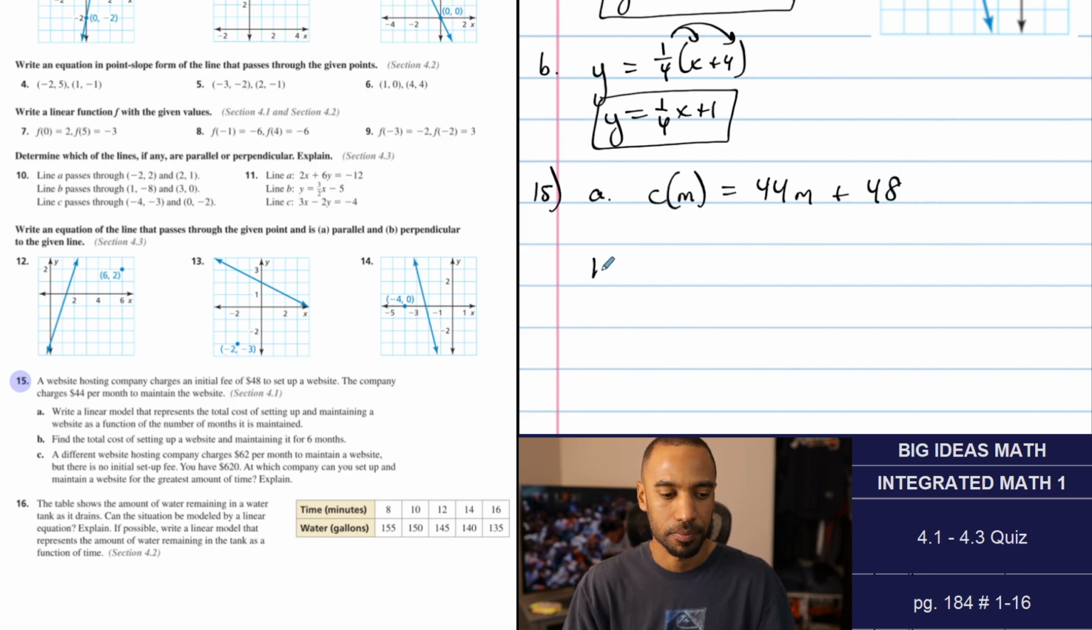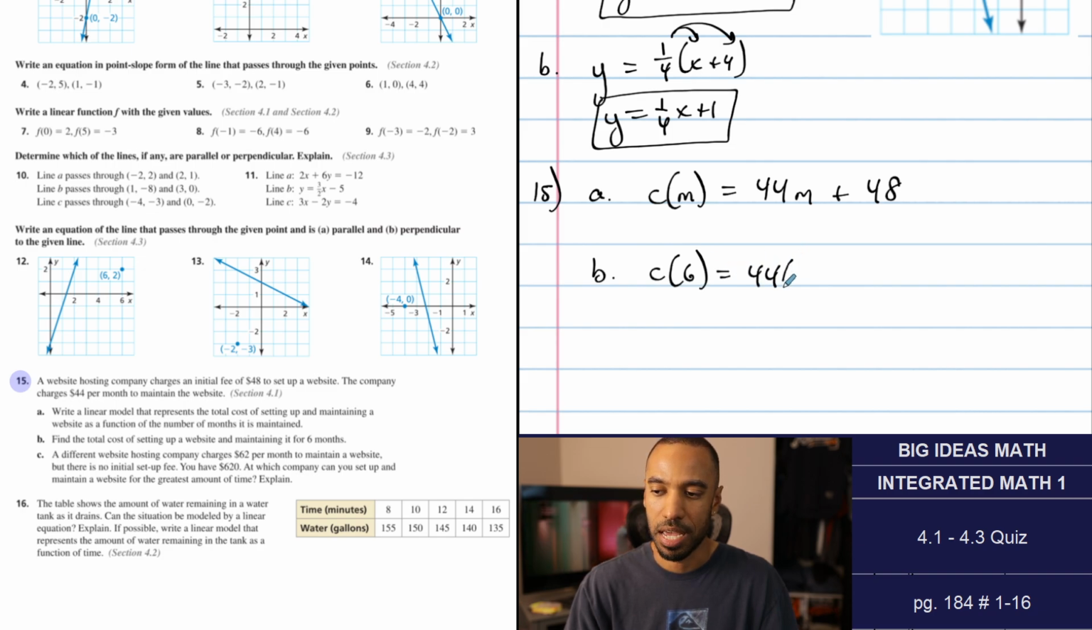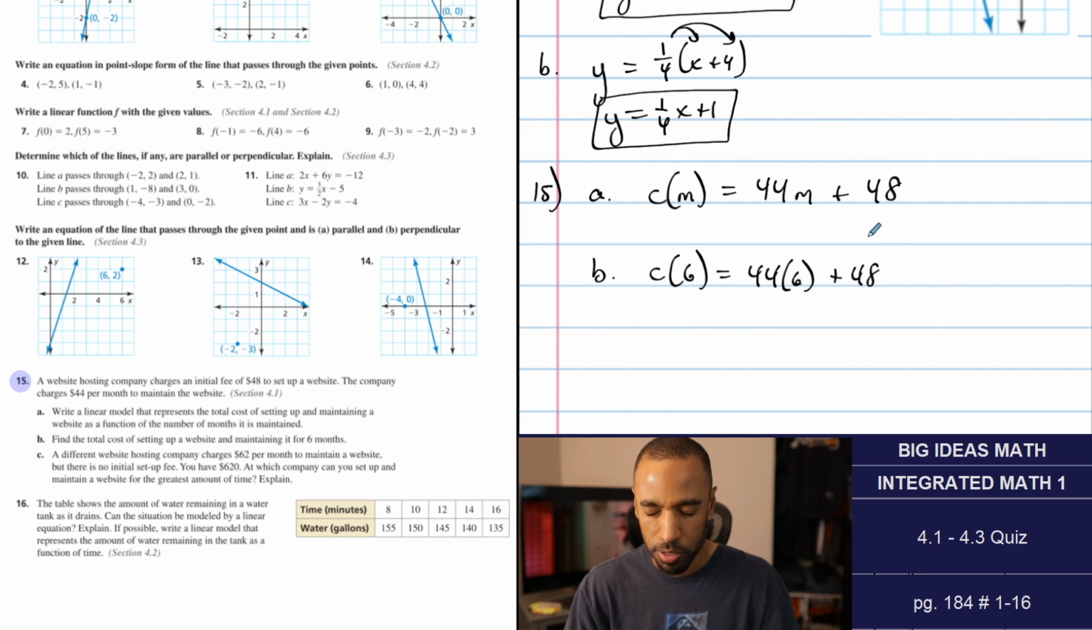That's part A. Part B, find the total cost of setting up a website and maintaining it for 6 months. I want to do C of 6, so we're going to take 44 times 6 plus 48. 44 times 6 is 264 plus 48 is 312? $312.